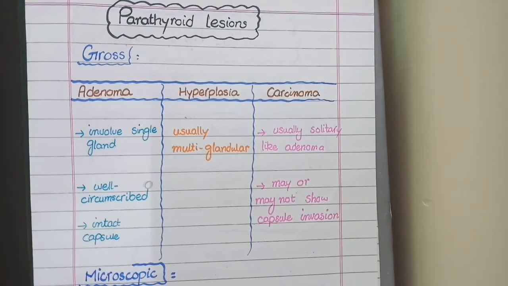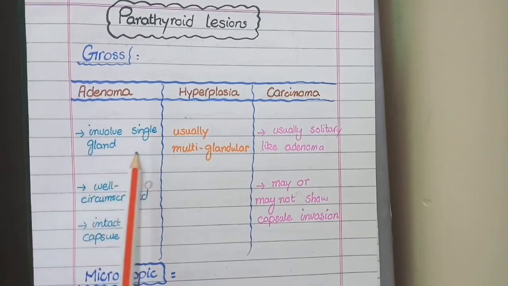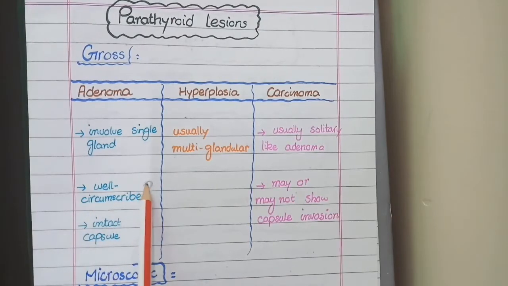Now you know that normally there are four parathyroid glands in our body, and when an adenoma develops, it usually involves only a single gland. It is well circumscribed, which means it has clear boundaries and it has an intact capsule. Because this is a benign tumor, you all know that benign tumors have clear boundaries and an intact capsule.